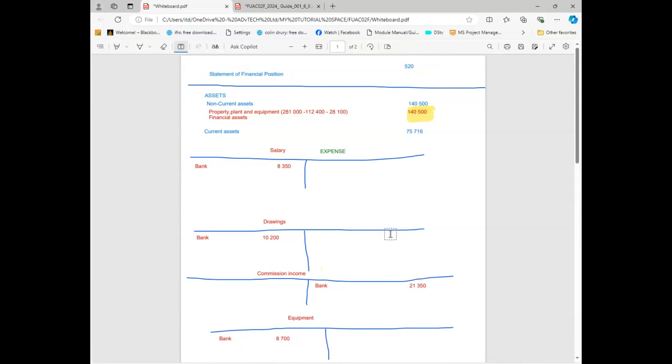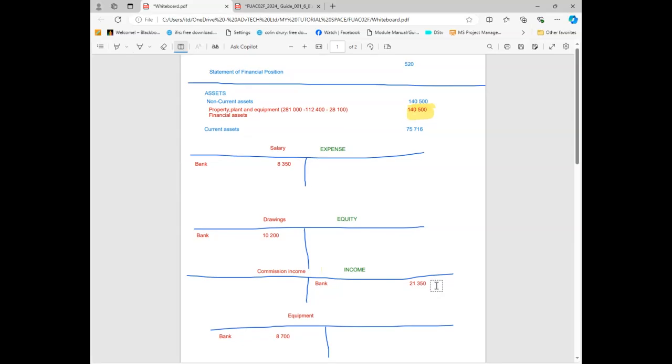But I understand why you say liability, if they say it is due. If it is accrued, it's then that it's going to be a liability. But salary itself is an expense. What about drawings? Owner's equity. Equity. What about commission income? Income. Unless it is accrued income, commission that is accrued is going to be an asset.